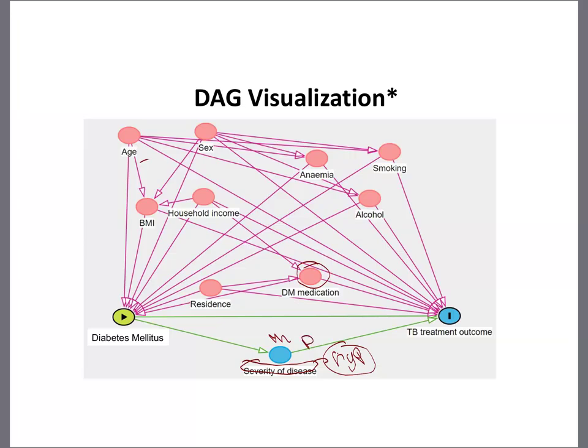So what happens, now it is up to me to rationalize and to think whether to put a particular variable as a confounder, as an effect modifier, or as a mediator, and to rationalize and to write in my methodology.